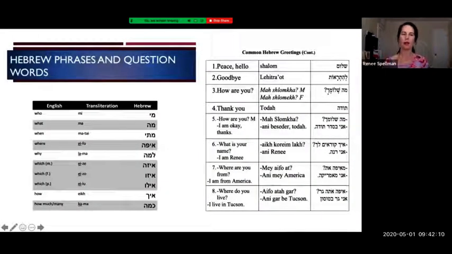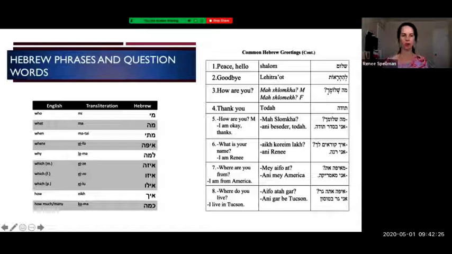And then here we have some questions and short little conversations to learn just a little bit about Hebrew. On the left side here, I have a little chart which gives the question words in Hebrew.